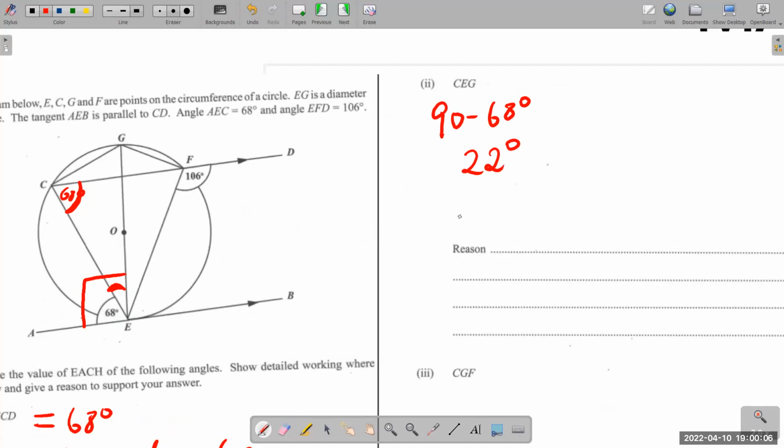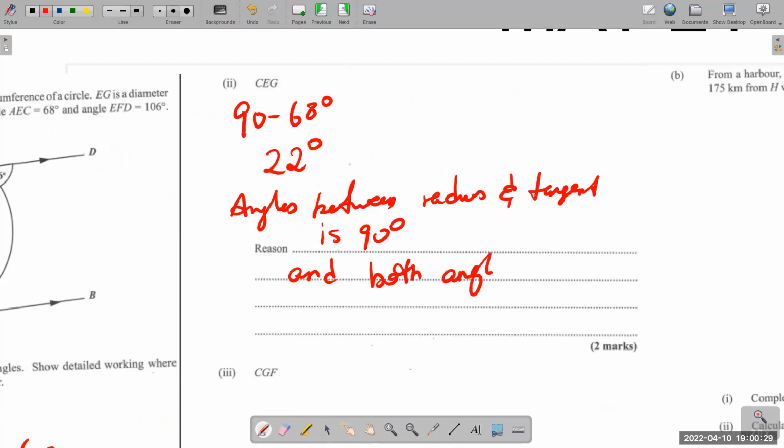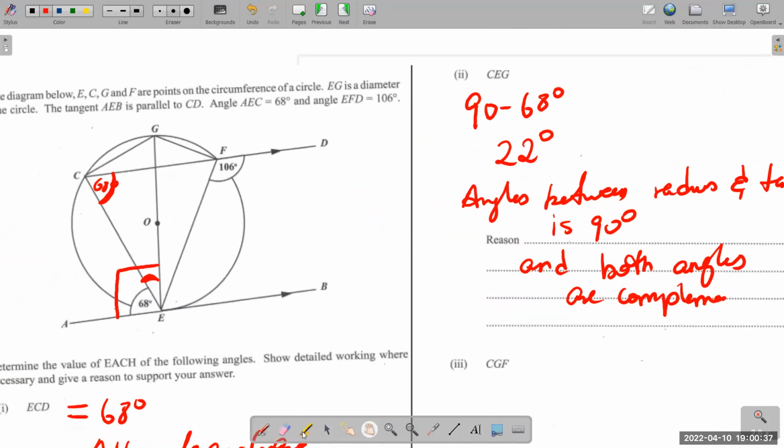What do we call that? Angles in between what? Between radius and tangent is 90 degrees. And both angles are complementary. What complementary means? 90 degrees. Both angles are complementary. So I'm just going to plug in my picture here, 22. So in between here is 22. Yeah?